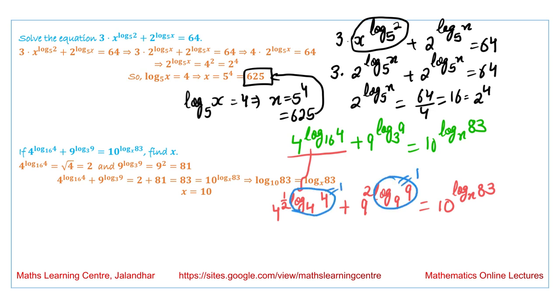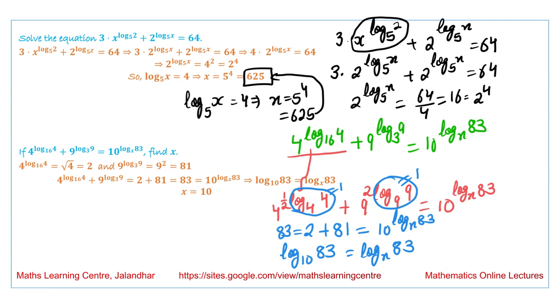Now the value of log 4 to the base 4 is equal to 1, log 9 to the base 9 is equal to 1. So square root of 4 is 2 and square of 9 is 81, and we obtain this is equal to 10 raised to the power log x 83. This value is equal to 83. So if we take log over here, we get log base 10 83 equal to log base x 83. Now comparing both these values, we obtain that the value of x is equal to 10.